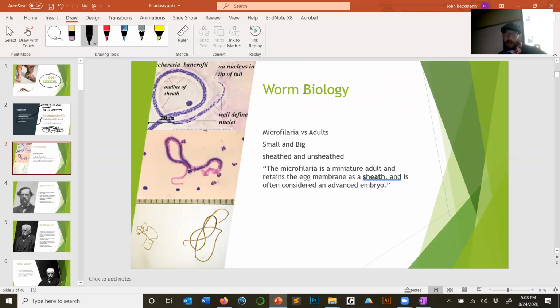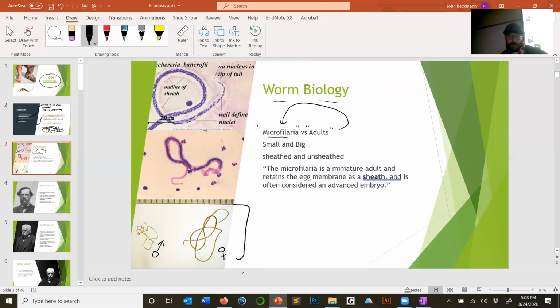Okay, let's talk about the biology of these worms. There are young worms and old worms. We call the young baby worms microfilaria. These are the tiny, tiny worms. And then there are adults, which are the ones that mate and lay eggs. The microfilaria hatch out of the eggs laid by the adults. And there's sexual dimorphism. I think this is a female here, and here's a male. Usually females are larger.